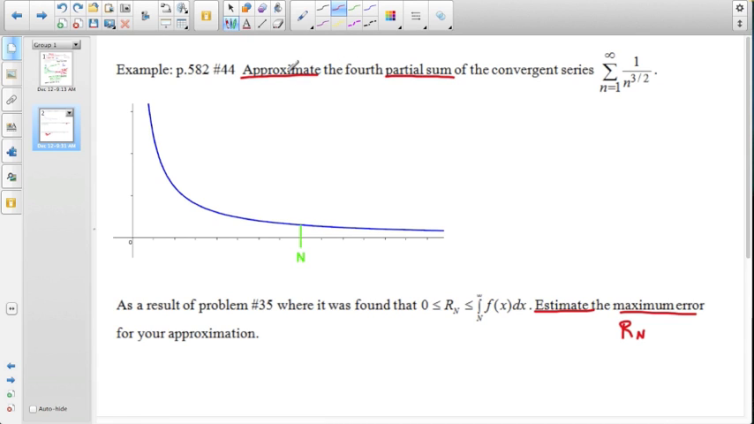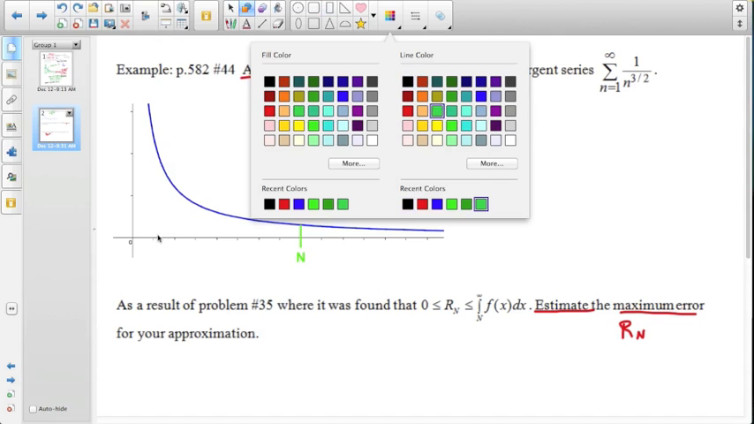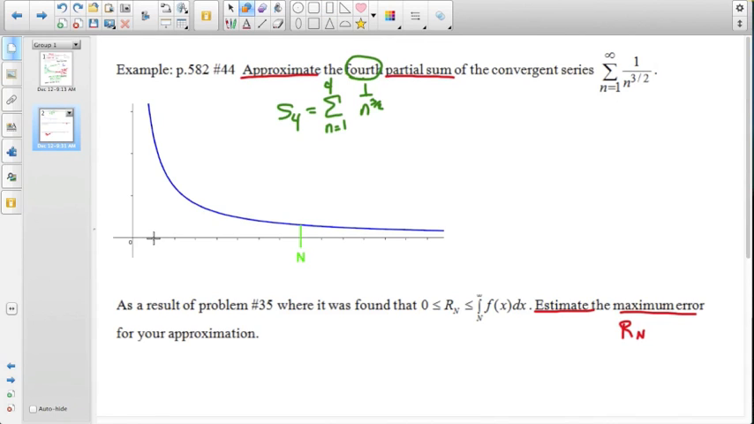So let's start out with the idea of a partial sum here. We want to approximate the fourth partial sum, in other words, we want to find S4. If we want to find S4, that means we have to add together, not an infinite series, but a series that starts at 1 and ends at 4 of 1 over n to the 3 halves. And so that is literally taking these first 4 rectangles. So here's the first rectangle, here's the second rectangle, here's the third rectangle, and here's the fourth rectangle.